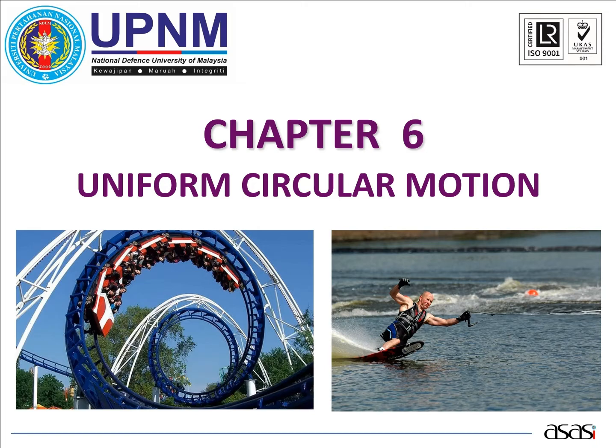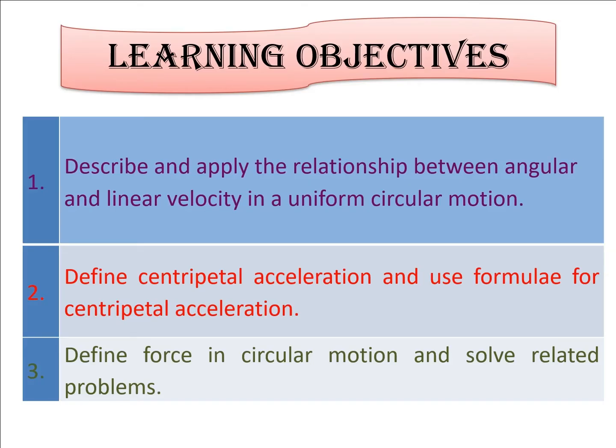So hari ni kita masuk chapter 6 lah, uniform circular motion. Okay, so apa learning objective? So at the end of the chapter, kita boleh relate lah antara angular and also linear velocity. So angular velocity is omega. And then linear velocity V lah.